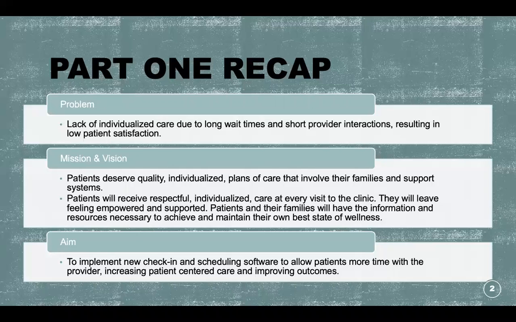And the vision statement is that patients will receive respectful, individualized care at every visit to the clinic. They will leave feeling empowered and supported. Patients and their families will have the information and resources necessary to achieve and maintain their own best state of wellness. And lastly, the aim was to implement a new check-in and scheduling software to allow patients more time with the provider, increasing patient-centered care and improving outcomes.